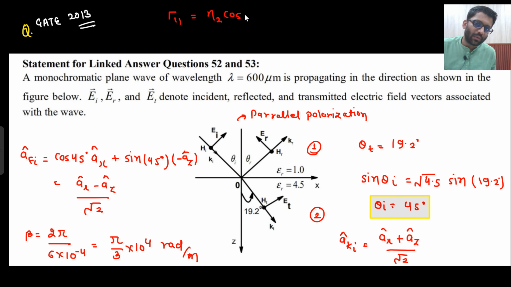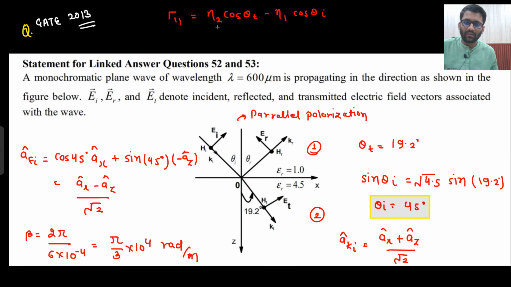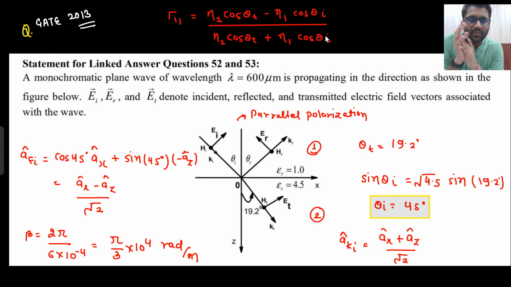Eta 2 cos theta t minus eta 1 cos theta i, divided by eta 2 cos theta t plus eta 1 cos theta i. What was the assumption made for deriving this formula? There was some assumption. Do you remember this? In case of perpendicular polarization, the assumption was that the incident, reflected and transmitted electric fields are in the same direction.